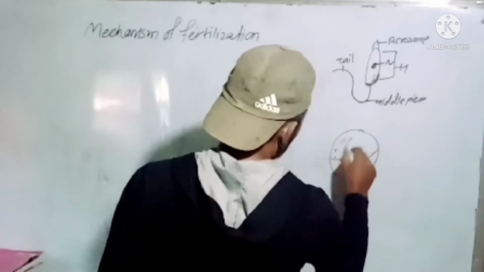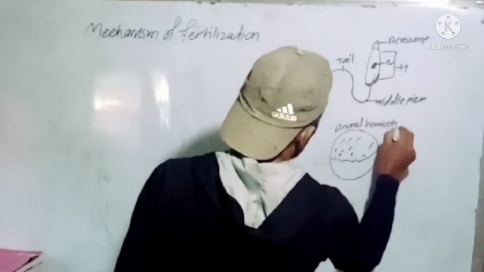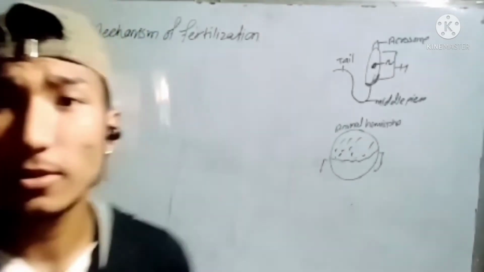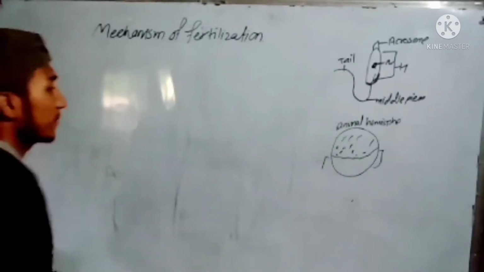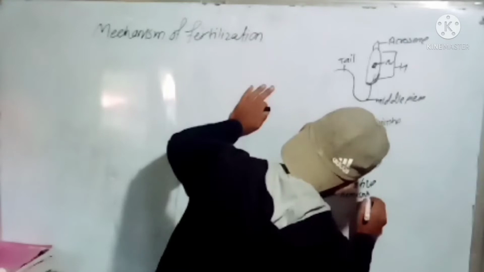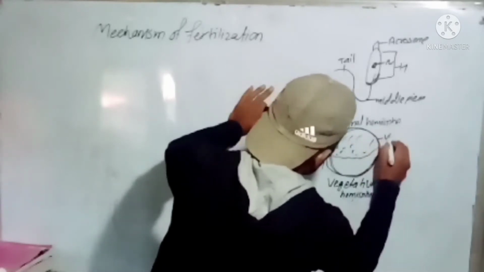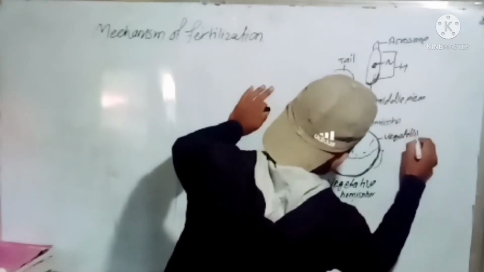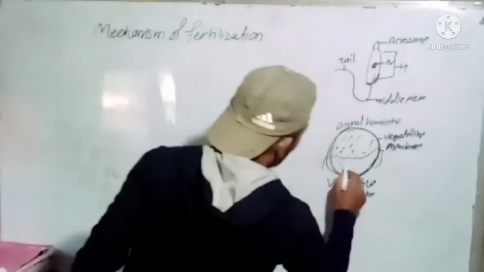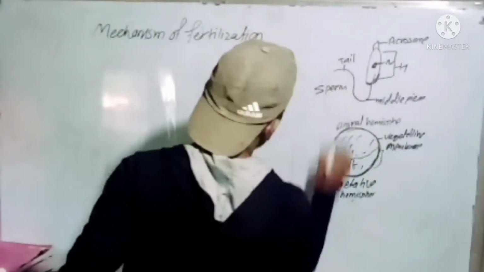The structure of the ovum is like this: there is the dark black part, which is called the animal hemisphere, and this is called the vegetative hemisphere. There is a membrane which covers the ovum, which is called the vitelline membrane, a double layer membrane. And this yellow part is called the yolk. Okay, these are the structures of sperm and ovum.